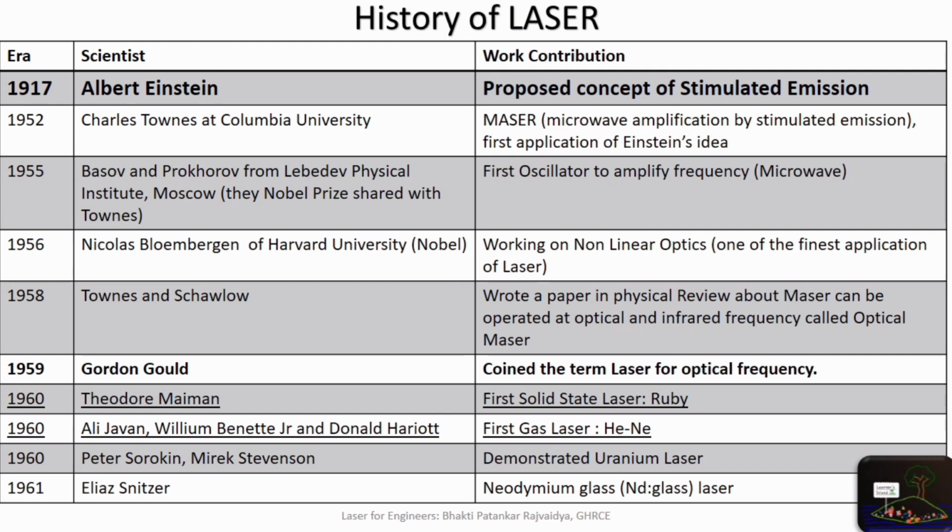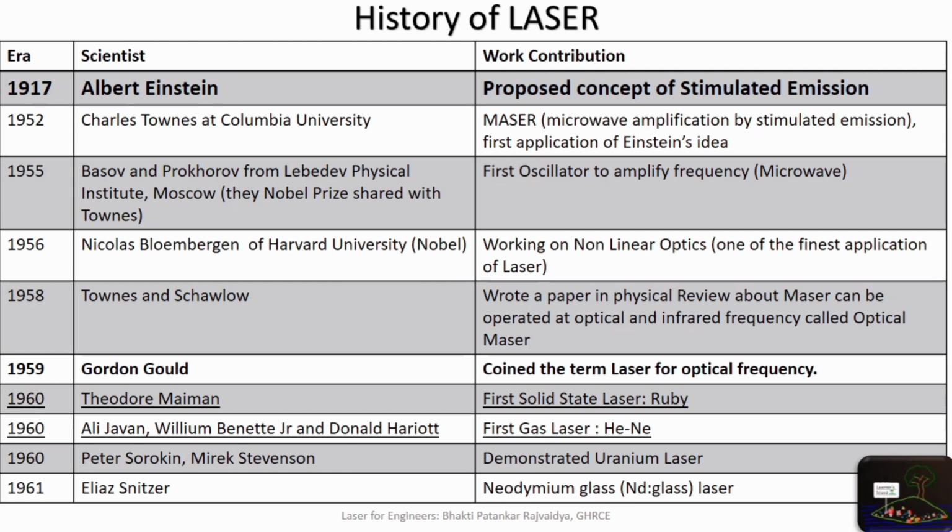And in 1960, bingo! The first laser took form as a solid-state ruby laser by Theodore Maiman. Then in consecutive years, different lasers were invented in different parts of the world. Ali Javan and co-workers developed the helium neon gas laser in 1960. Peter Sorokin and Mirek Stevenson demonstrated the uranium laser. Elias Snitzer gave the neodymium glass laser.